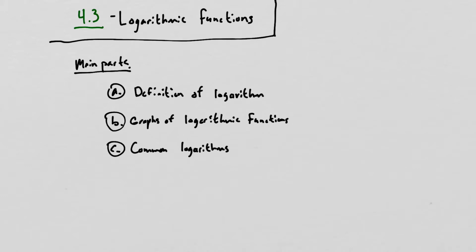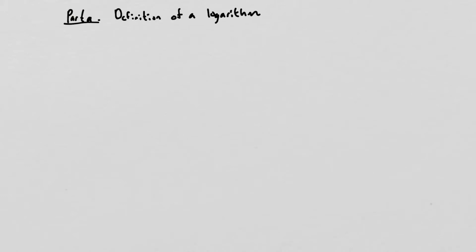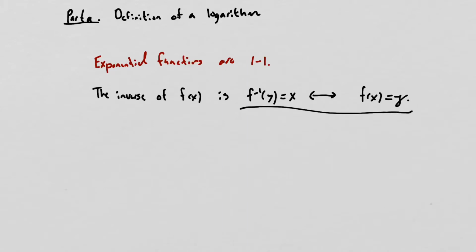We're going to define our logarithms to be the inverse of an exponential function. Remember that every exponential function is one-to-one, and a function being one-to-one allows us to define our inverse functions. Also recall the definition of an inverse function. Now, given these two facts, we can define logarithms to be the following.